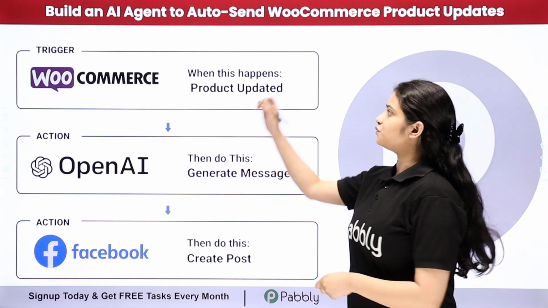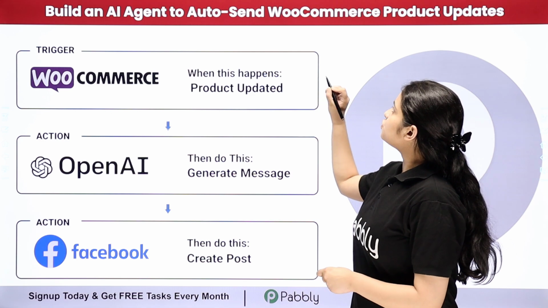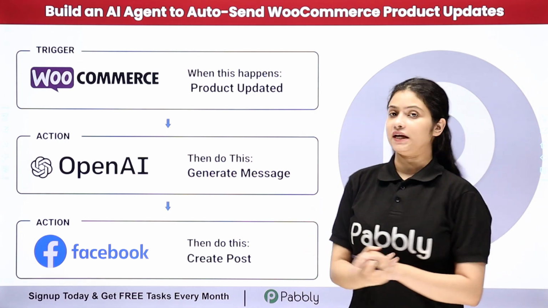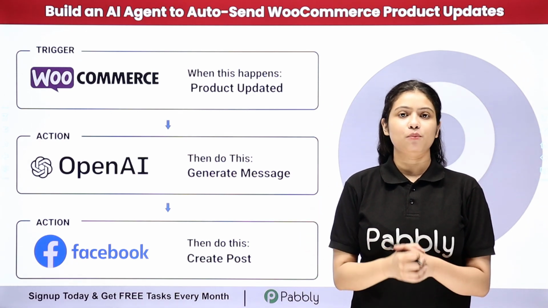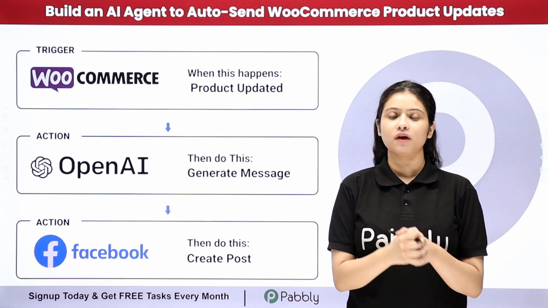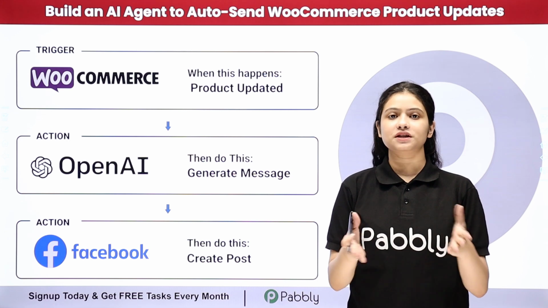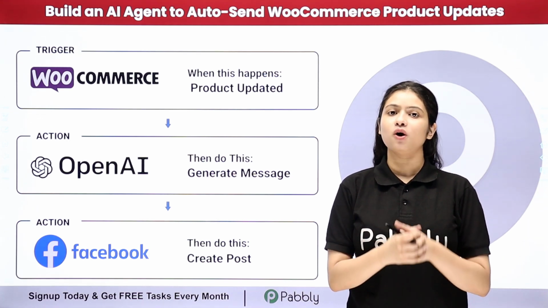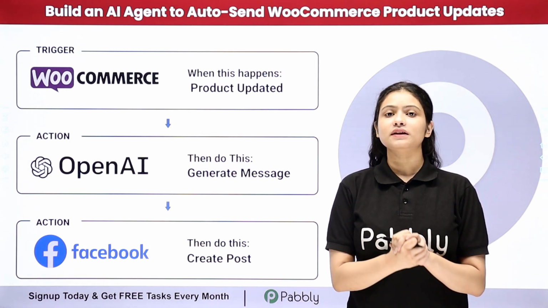In this video, we are going to learn how to build an AI agent to auto-send WooCommerce product updates. So I am selling my products with the help of WooCommerce, and I want that as soon as a new product is updated on my WooCommerce store, a message is automatically sent to my team members and to my audience, that means my customers, for that same update.